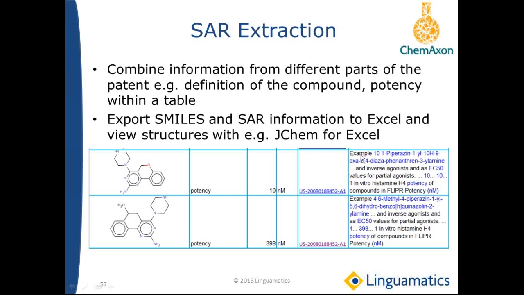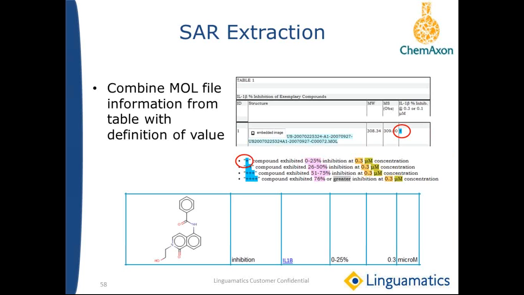So in this case, we've got an example 10 here, and we've got the definition of example 10 here as a particular compound. And then later on in the document, it talks about potency values within a table. So we combine together the tabular information, which gives us a potency of 10 nanomolar, with the exemplified compound definition earlier on in the patent document. And this is very common with the SAR extraction. It's not just in a single table. You have to start combining things from across the patent document.